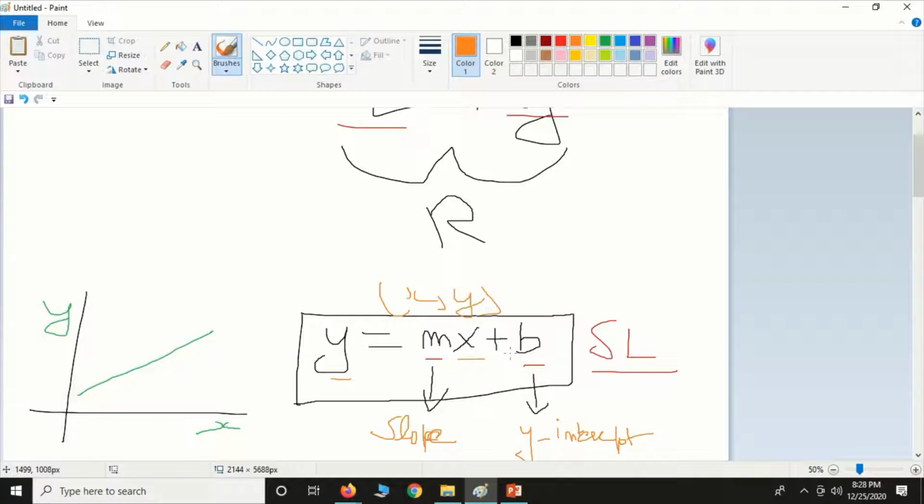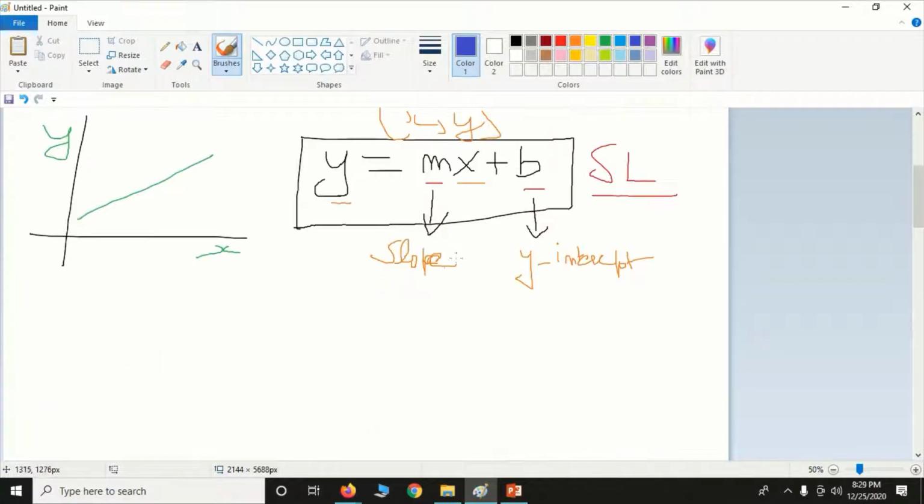The more accurately we choose the parameters, that is m and b, the more accurate the prediction of y will be. As I told you, m is slope and b is y intercept. These two have other names as well. M is called slope or gradient, and b is called y intercept or bias.